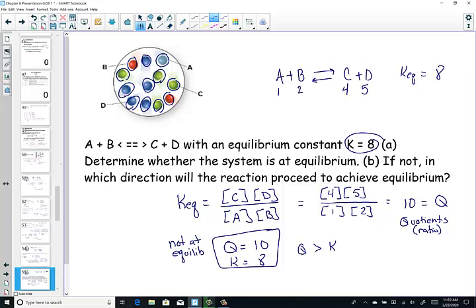So when Q is too big, we need to proceed to the left to make it become smaller. Reaction must shift to the left, so Q becomes smaller. Right now we have too much product, and too much product makes that ratio come out too big. If it's too big, we need to consume the product, and we do so by shifting this direction, using up the product and making more reactant. Shift to the left to achieve equilibrium.